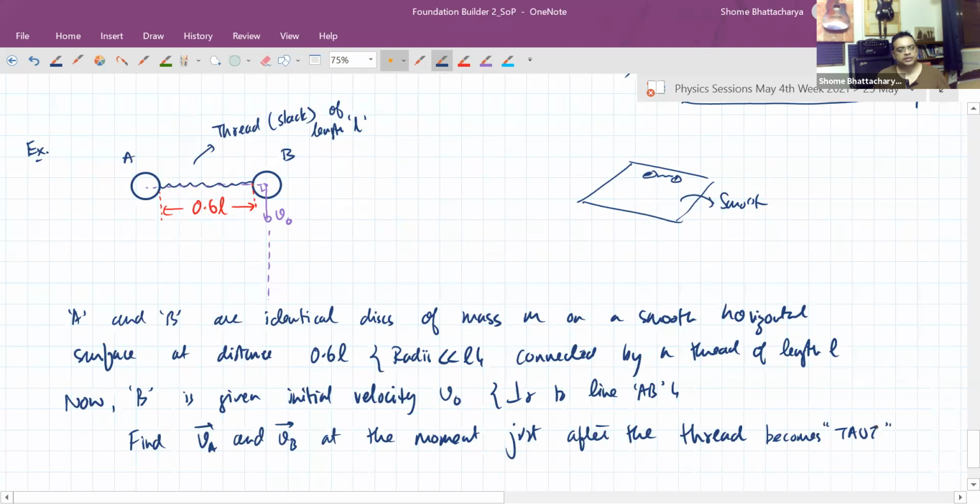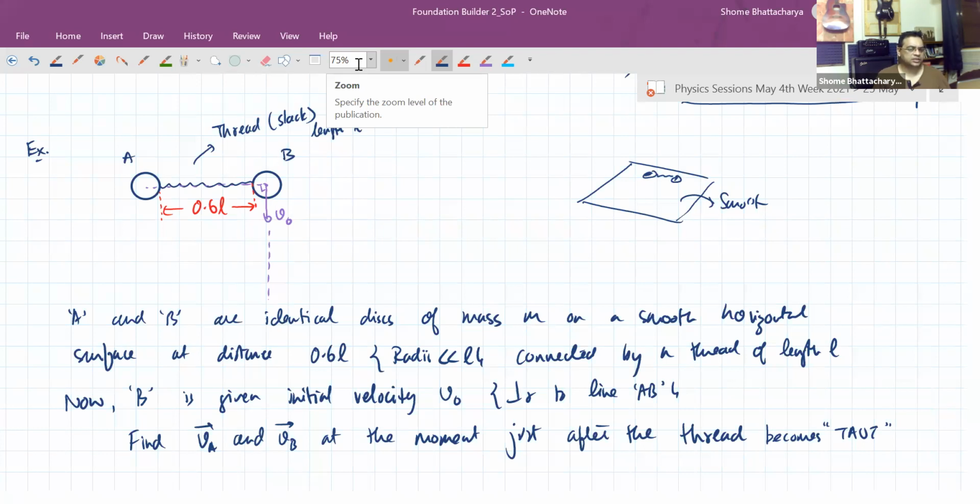Okay, so I'll just give you a minute to work out the geometry of this: what is the position between A and B just at the moment when the string becomes taut? To understand the question, and then we will discuss what we have to apply. Obviously, A plus B as a system, we will apply momentum conservation, but we cannot apply conservation of energy here because the string is not an elastic string.